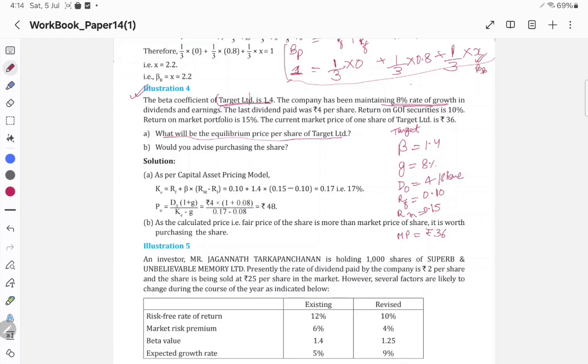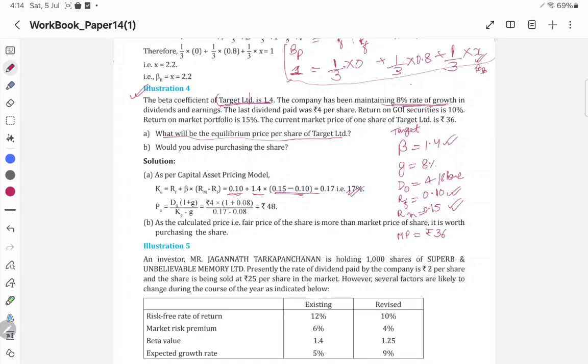So how to calculate the price? Firstly, you have to calculate KE, that is cost of equity. How will you calculate it? RF is given, RM is given, beta of security is given. So you can easily calculate RF plus RM minus RF into beta. So it comes to as 17%.